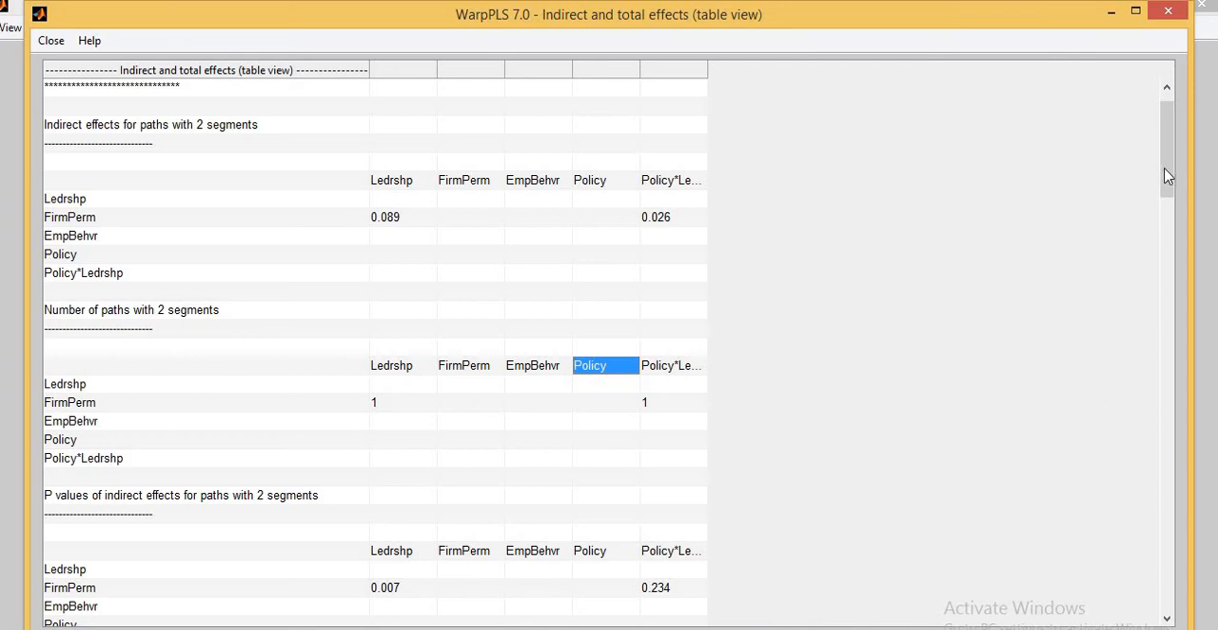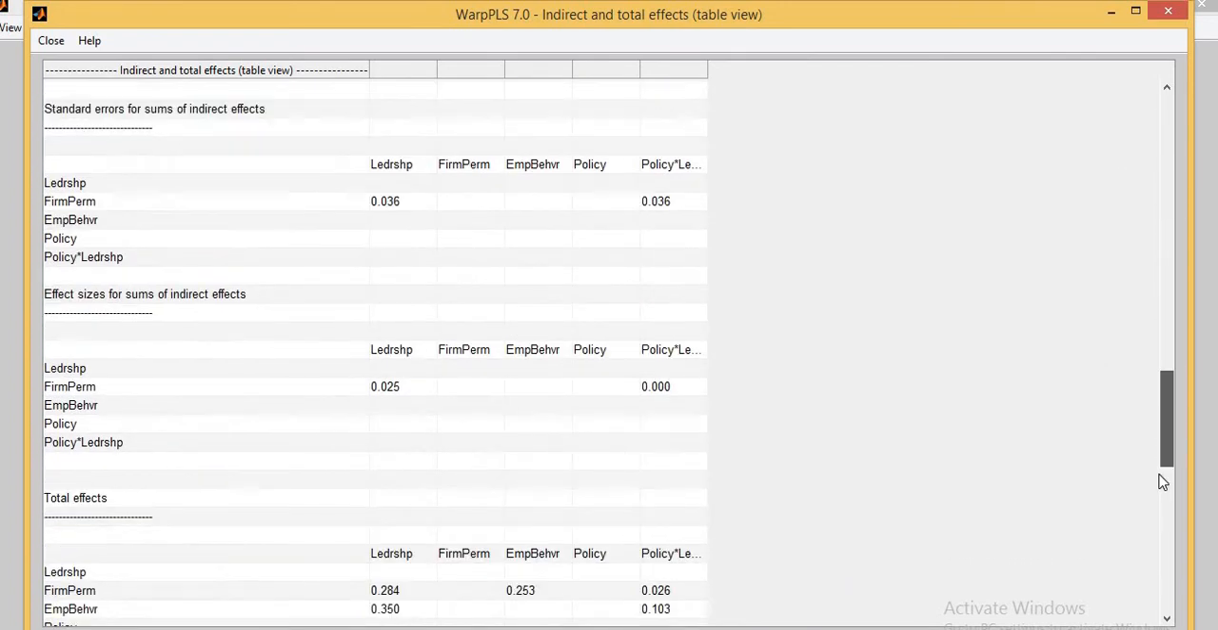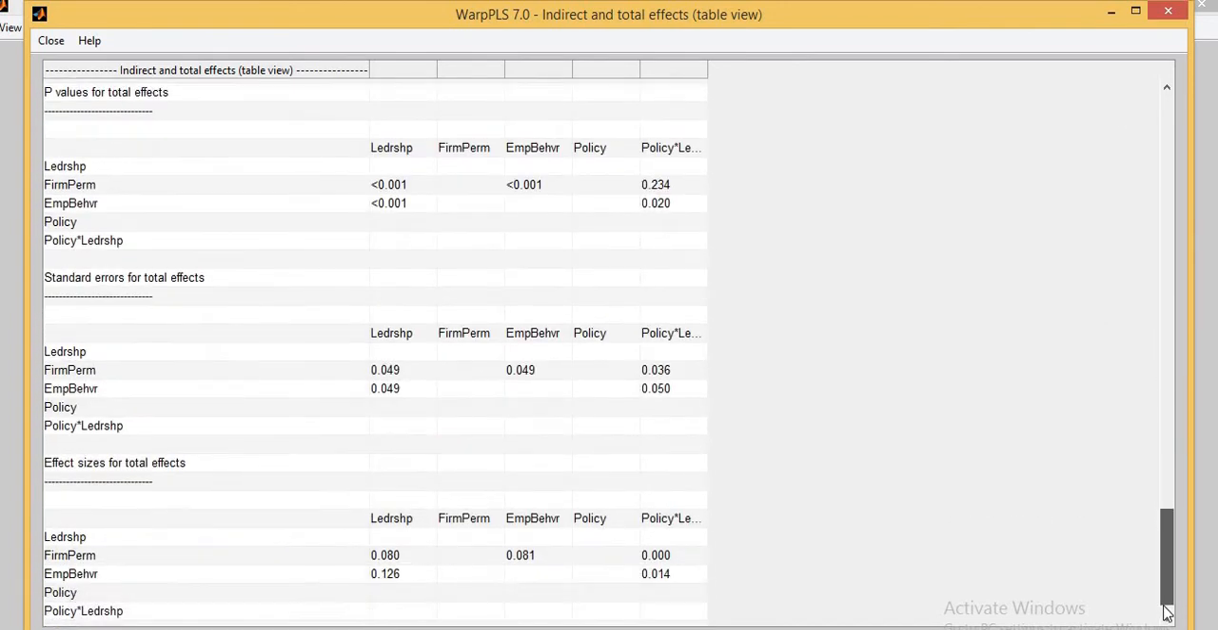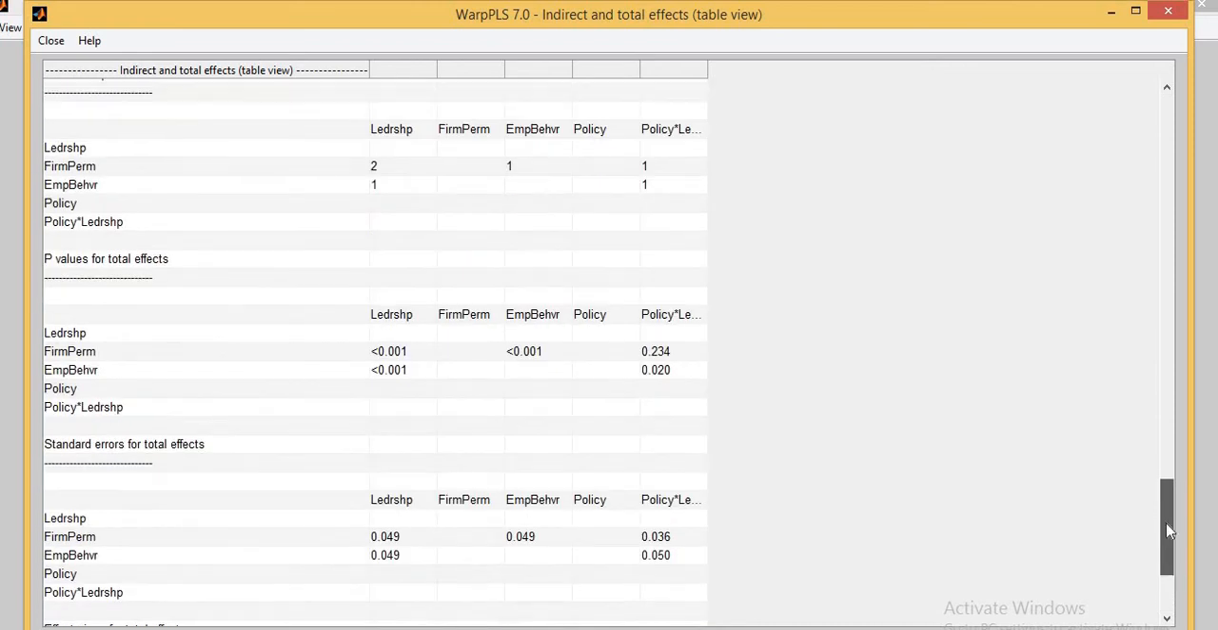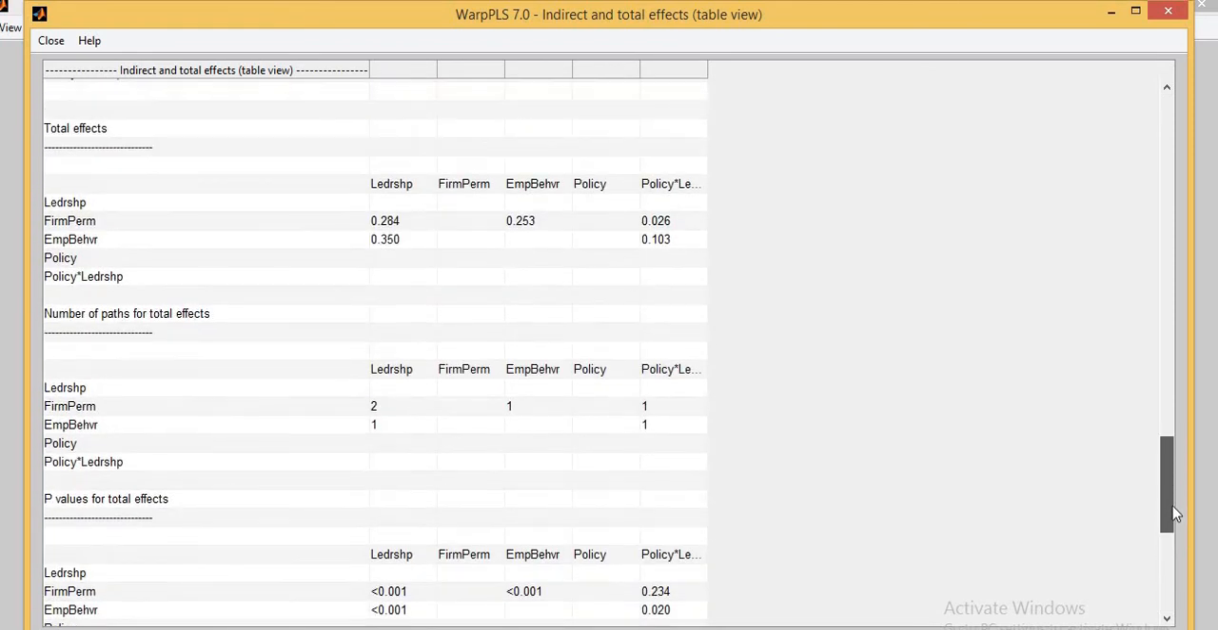And at the end of this table, you also see all the relationships. This is the total effect part. These are the total effects of leadership on different variables, the mediating effect and the moderated effect. This is the simple moderated effect, and this is the moderated mediation impact. The moderation is accepted but moderated mediation is rejected.